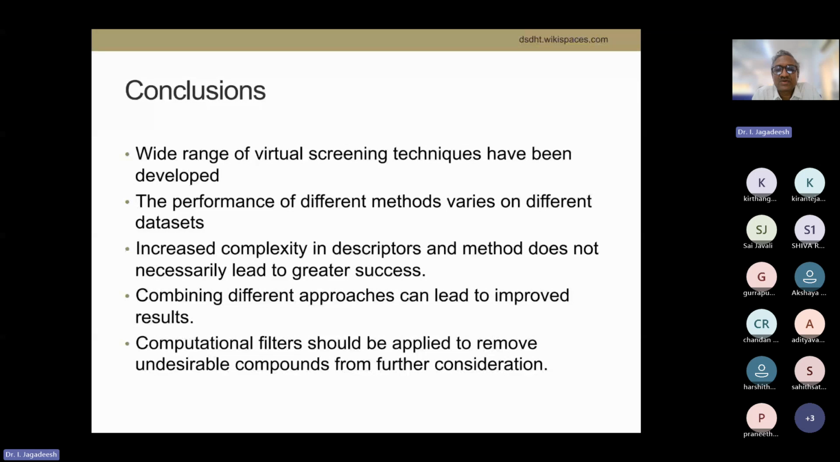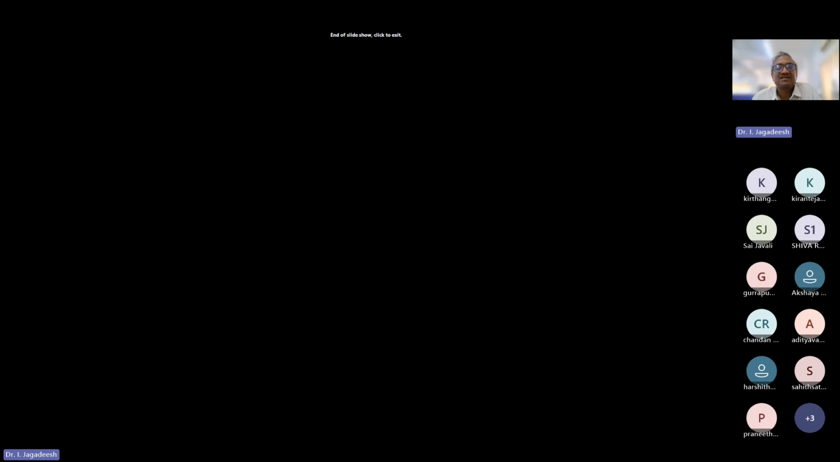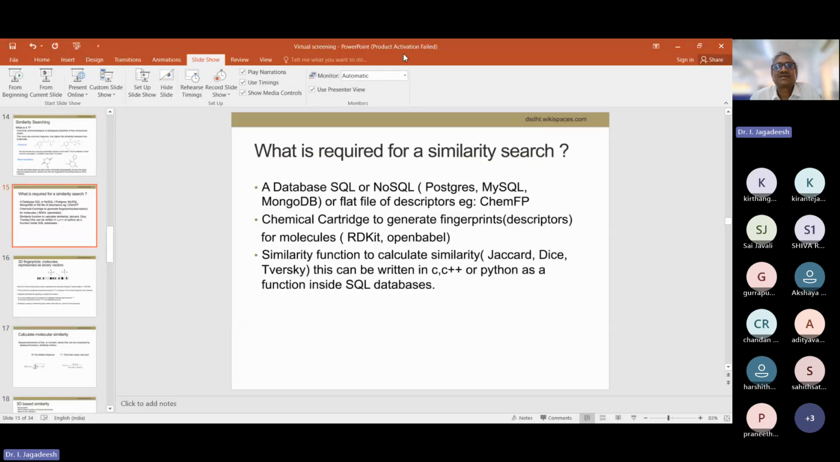Computational filters should be applied to remove undesirable compounds in the early stages, so that we have less workload. By this, we can arrive at a drug with more assurance, and we will have very high success rates in the animal studies and further clinical studies in human beings, resulting in more generation of revenues in less time by using computer-aided drug design. So these are all the references. So with this, our journey of drug design is coming to an end.